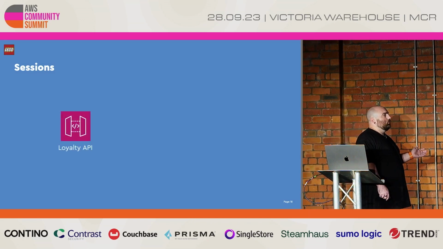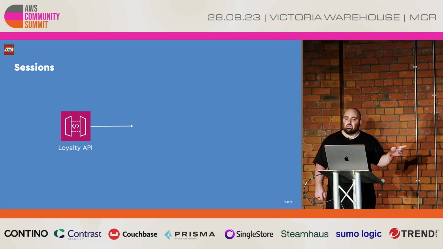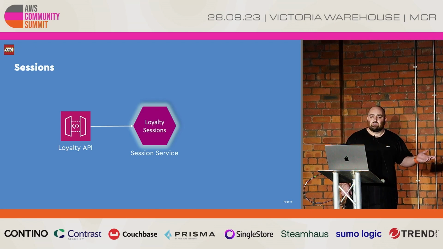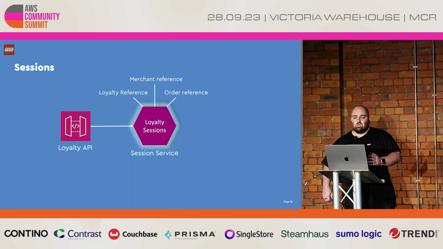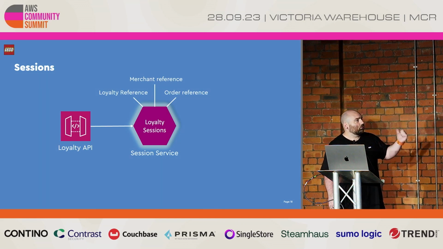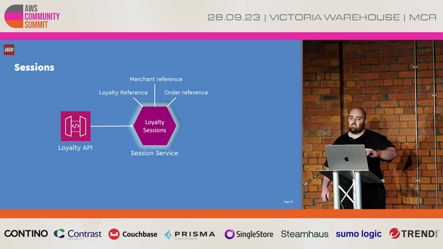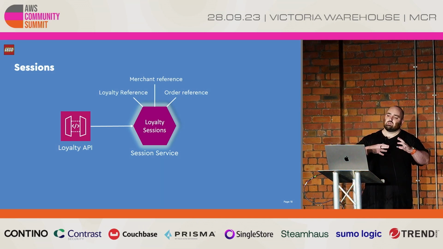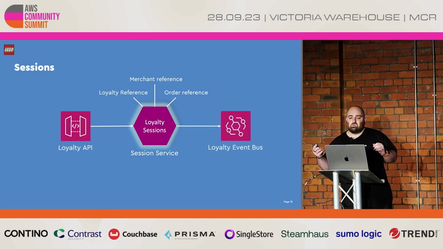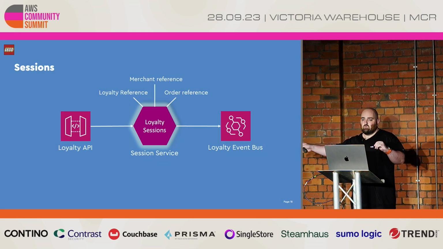So what we do, we have the incoming request coming into the loyalty API, and then we have a session service. Now this will use three main things. We've got a loyalty reference, a merchant reference, and an order reference. All of these will be unique to this session. And then this will get generated within the session service, and then an event will be emitted from there.